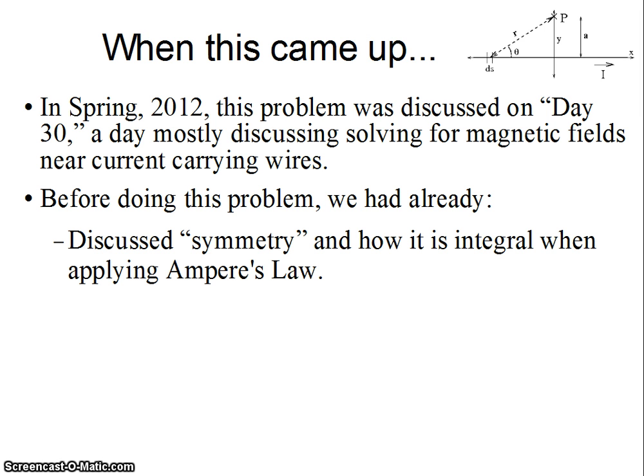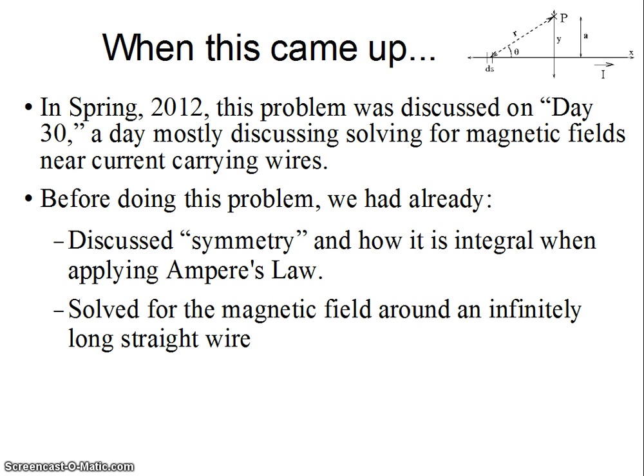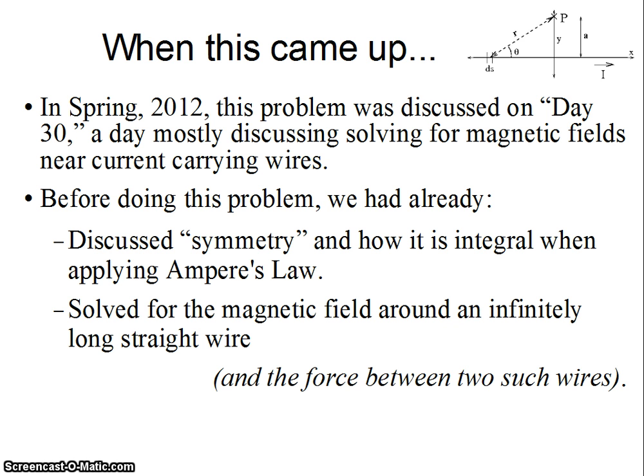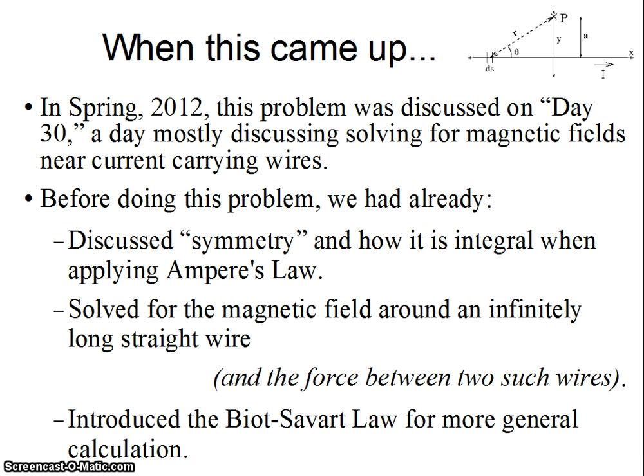And with Ampere's law, we discussed just a bit of how you need a lot of symmetry and how important that is when you apply Ampere's law. The biggest application we had done was the magnetic field around an infinitely long straight wire. Same problem we're going to do with the Biot-Savart law. With Ampere's law, we had also put it in the context of finding the force between two infinitely long straight wires. And after that application of Ampere's law, we introduced the Biot-Savart law and wrote down what it was and how it could be used for a more general calculation. And that's what we're going to work on again here.